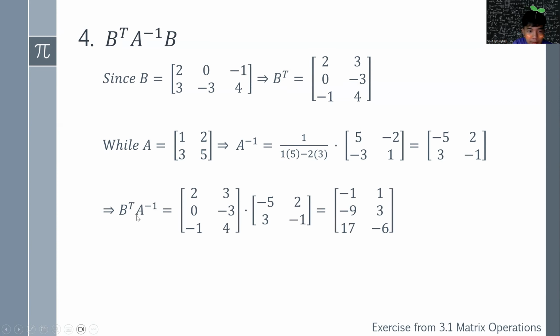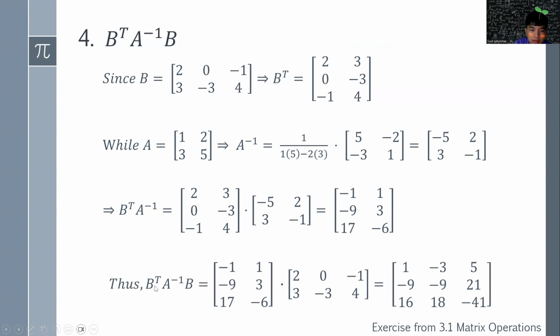Then computing B power T times A inverse is possible because it's 3 by 2 times 2 by 2, so the answer must be 3 by 2 here. And then we know that B power T times A inverse is the answer here and B is given. So it's 3 by 2 times 2 by 3, so the answer might be 3 by 3 here.